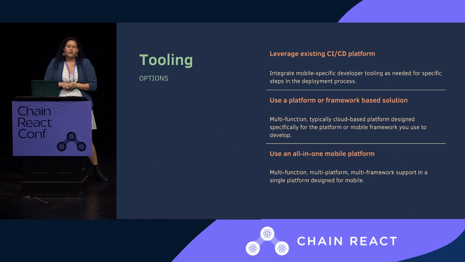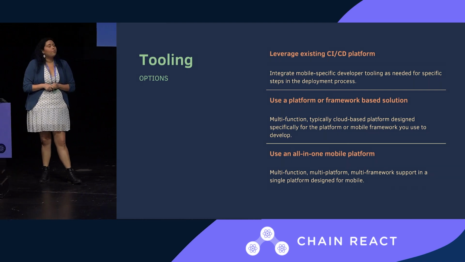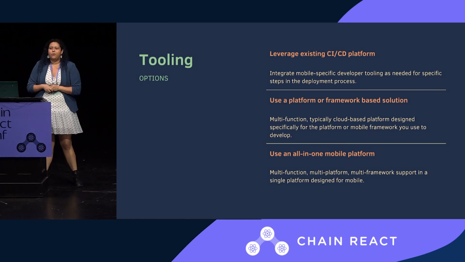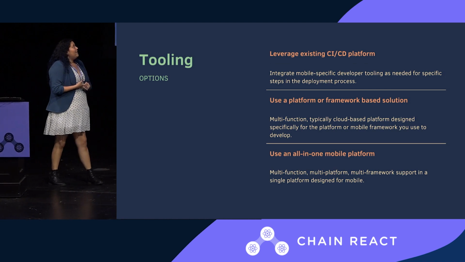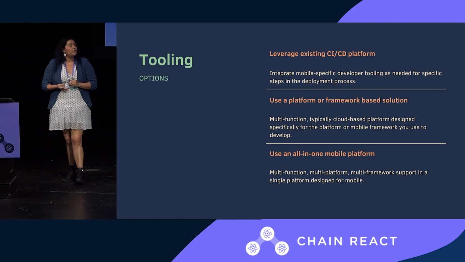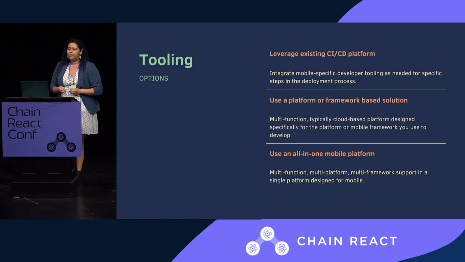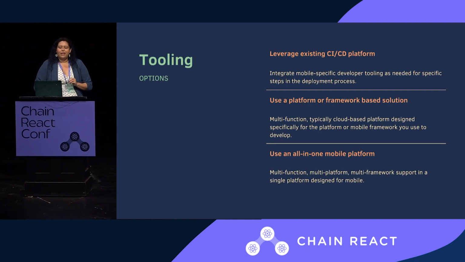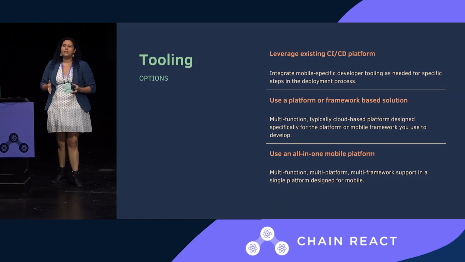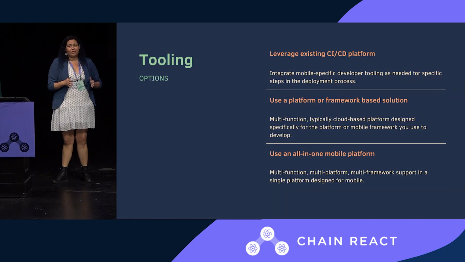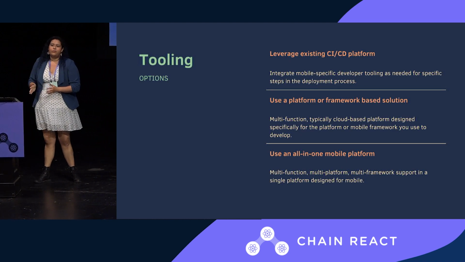Some of the tooling options that you have, these are kind of big picture. You can leverage your existing CI/CD platform. This is what we saw in the GitHub Actions example, using either Actions or Fastlane or Trapeze. This is where you integrate mobile-specific developer tooling as needed, mix and match for either single functions or multi-function. You can also use a platform or framework-based solution. This is essentially a full-service multi-function platform, but designed specifically for either iOS or Android, or for whatever framework you're using to develop.